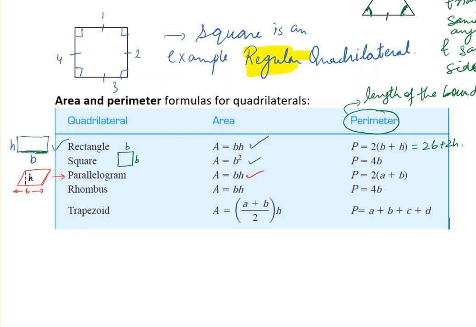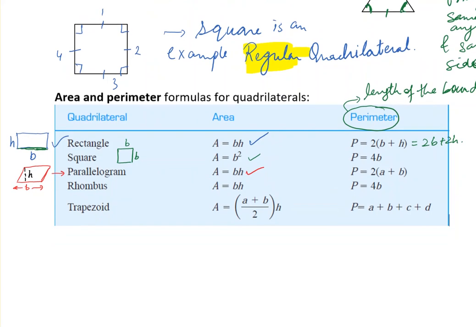And similarly, if you want to figure out the perimeter, opposite sides are the same. So this is A, and this is B. So you have two A's and two B's. So 2A plus 2B will be the perimeter.